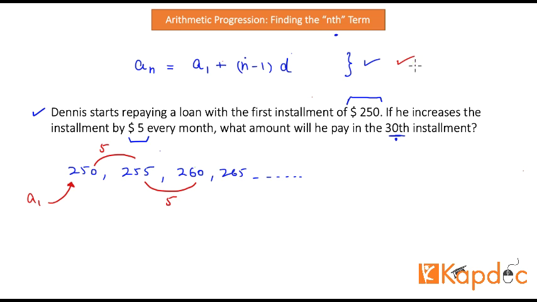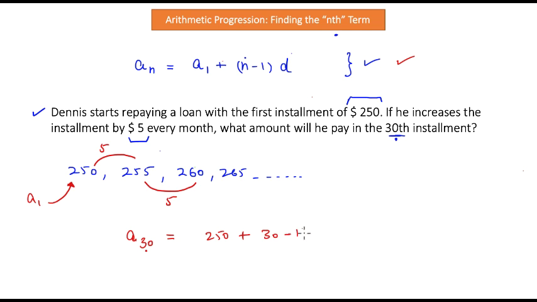Hence, we can make use of this formula. In this case, what is my 30th term? That will be a1, and a1 is 250, plus n minus 1. Since n is equal to 30, it is 30 minus 1 times d, where d is equal to 5. So let me write here, it is d. Now it is simple and straightforward to handle. It will be 250 plus 30 minus 1 times 5, and when you solve this mathematics, it will be equal to 395. So Dennis will pay $395 in his 30th installment. Simple and straightforward. Let's take one more example.